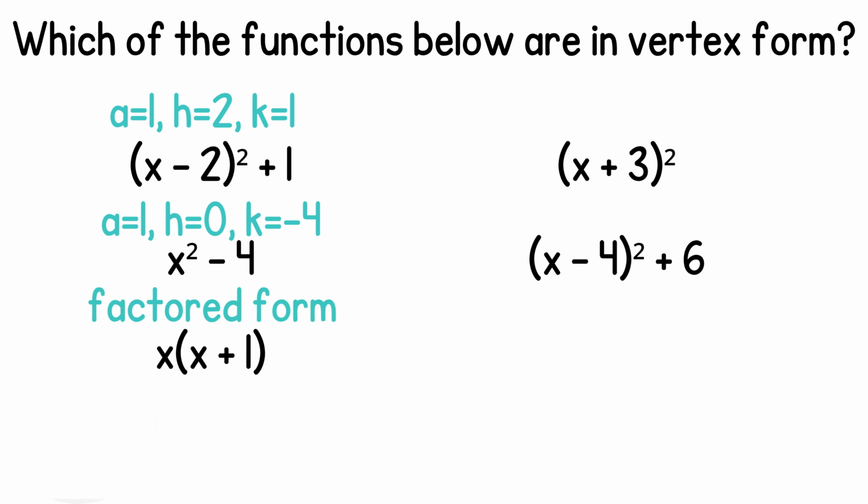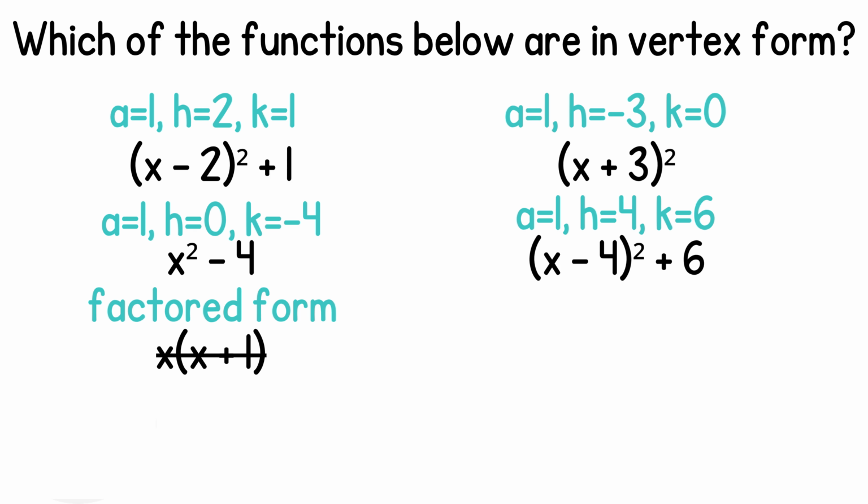The one below it we can see is in factored form since they're multiplying two products. So this one would not be in vertex form. Now let's look at the one on the top. We can see that a would be 1, h would be negative 3, and k would be 0. So this one is in vertex form as well. And the last one has an a value of 1, an h value of 4, and a k value of 6. So this is also in vertex form.